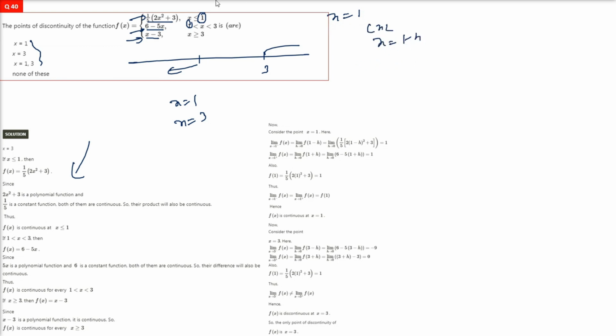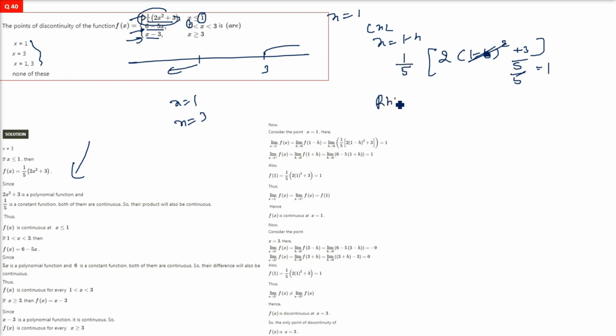When we take x as 1 minus h, it is going to be 1 by 5 into 2x square plus 3 that we are going to use. So 1 by 5, in place of x, just replace it by 1 minus h, so 1 minus h whole square plus 3. Just put h as 0 because we can just apply a limit here. But you have to open 1 minus h whole square and then solve. Okay, so you get 5 by 5, which is equal to 1 in this case.